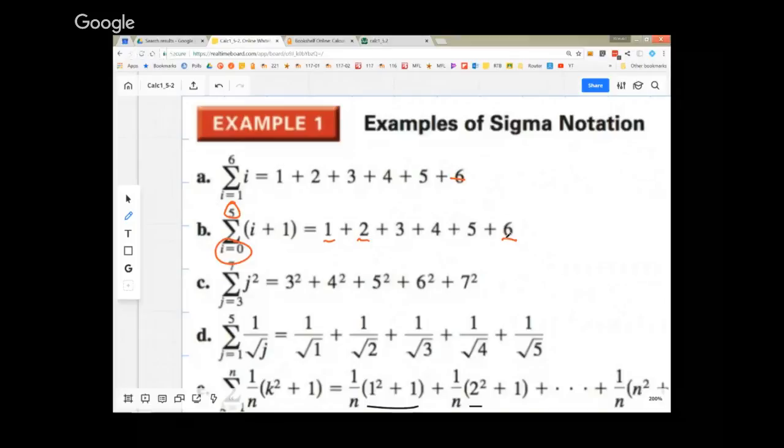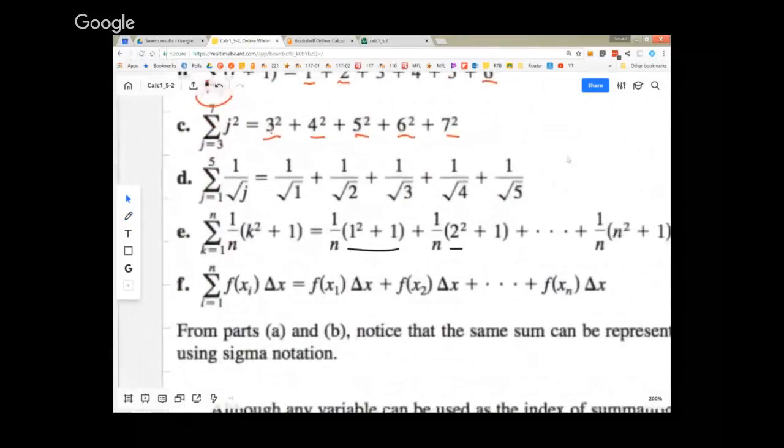So in part C, the counter J starts off at 3 and goes up to 7. So the first time through, 3 squared. Second time, 4 squared, 5 squared, 6 squared, 7 squared. And of course, that would be 9 plus 16 plus 25 plus 36 plus 49, which we could calculate. Sometimes you're going to see this in fraction form, like you see in part D. J starts off at 1 and ends at 5. So you've got 1 over the square root of 1 plus 1 over the square root of 2 all the way up to 1 over the square root of 5.